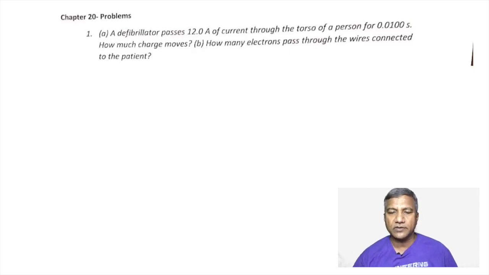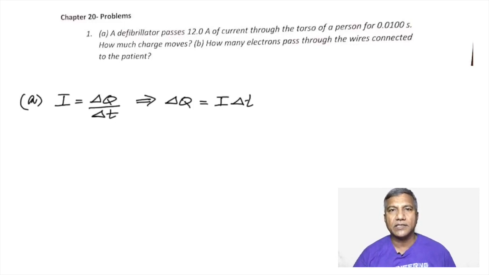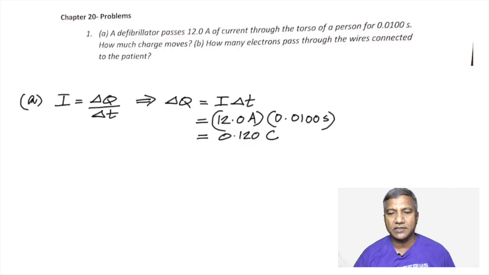Now, from the definition of current, we know that current is the rate of flow of charge. So I is delta Q by delta T. Rearrange that to make delta Q the subject, so it's I times delta T. And time is already in seconds. Current is in ampere, so we get 0.120 coulombs.